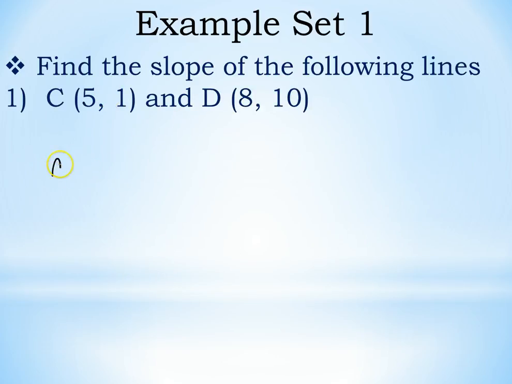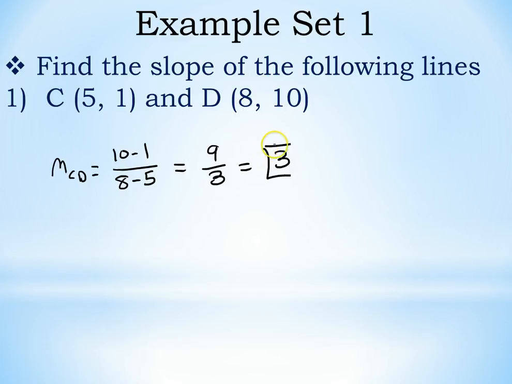So CD. The slope of CD would be 10 minus 1 over 8 minus 5, which is 9 over 3, which is just 3. So the slope of this line is 3. Very straightforward. The key is just making sure you're subtracting properly. Now, you'll either have fractions, whole numbers, positive, negatives. Those are all different possibilities for slope.